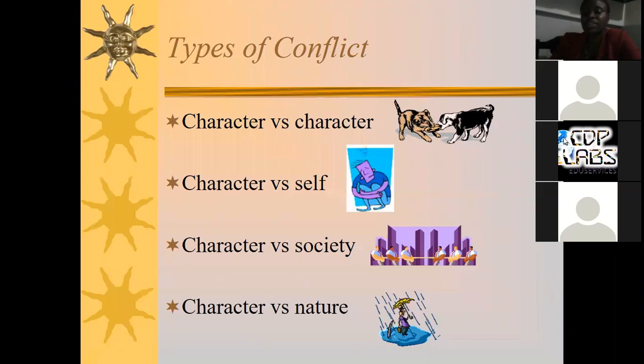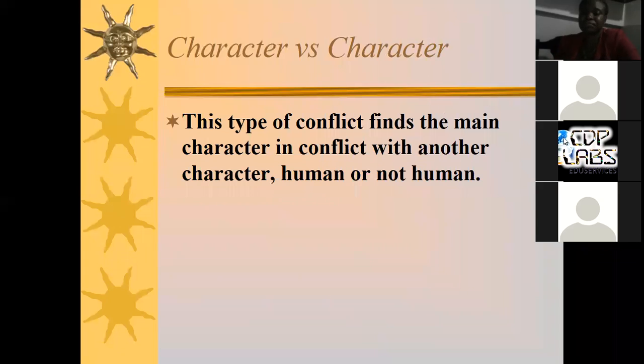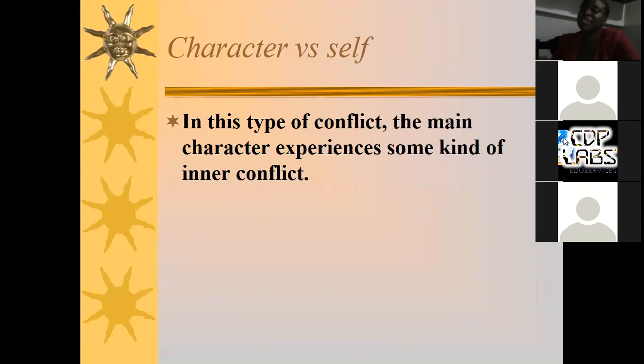All right. So we're going to look at each of these. The first one we look at is character versus character. All right. So this type of conflict finds the main character in conflict with another character, another human being, or non-human. All right, that's clear? Very clear, all right. Then we have character versus self. And basically for this type of conflict, a character is having some kind of challenge with himself or herself.